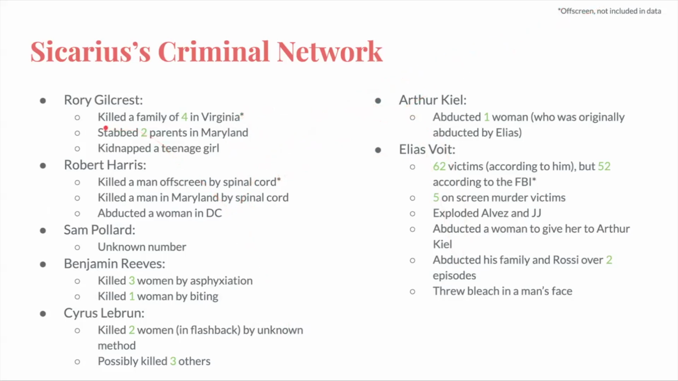So Rory Gilchrist killed a family of 4 in Virginia, stabbed 2 parents in Maryland, and kidnapped a teenage girl. Robert Harris killed a man off screen by spinal cord injuries, and killed a man in Maryland by spinal cord injuries, and then abducted a woman in DC. Sam Pollard, he starts out an episode by killing himself. We do not know what he did. We do not know how many he killed.